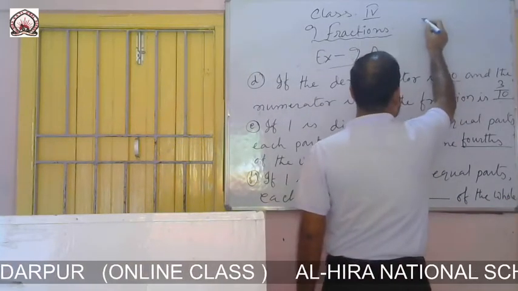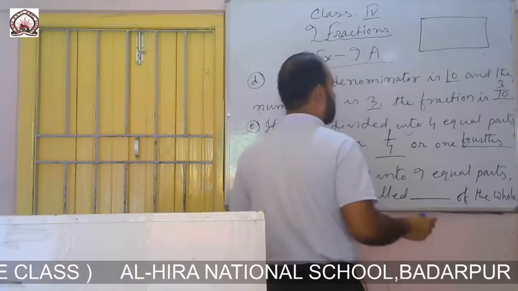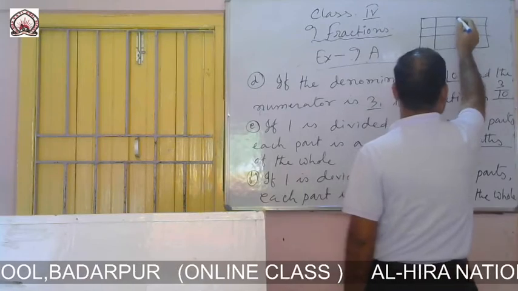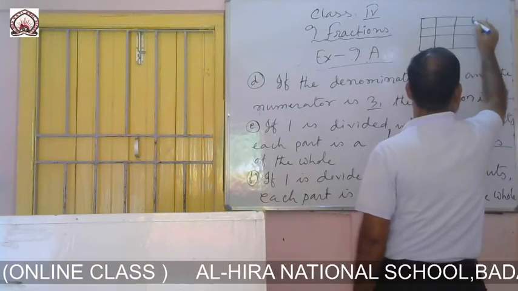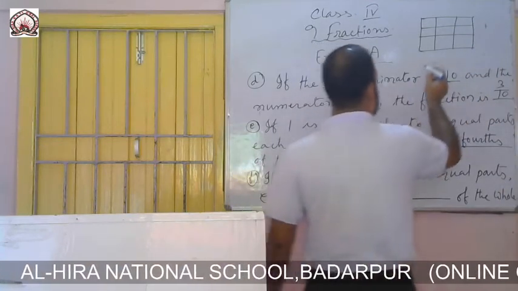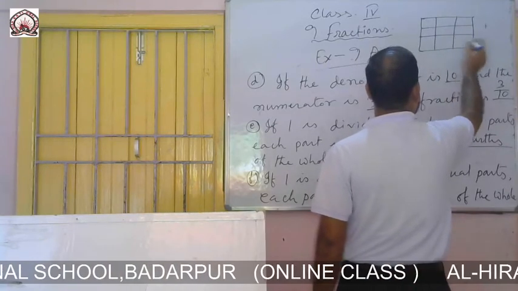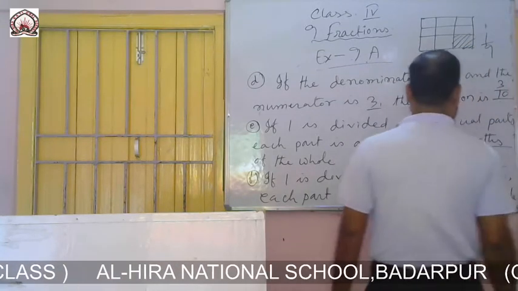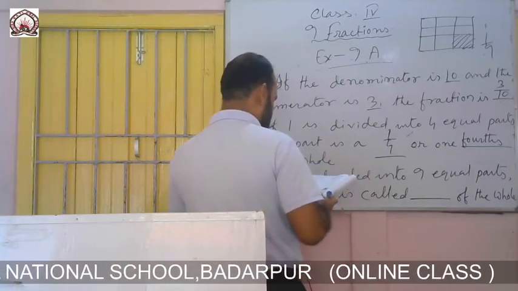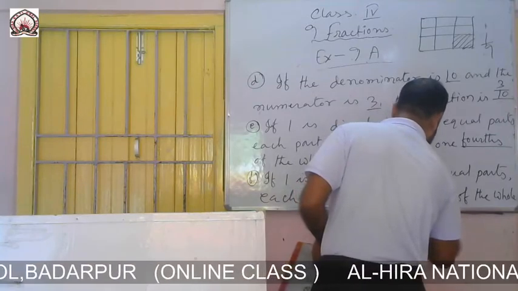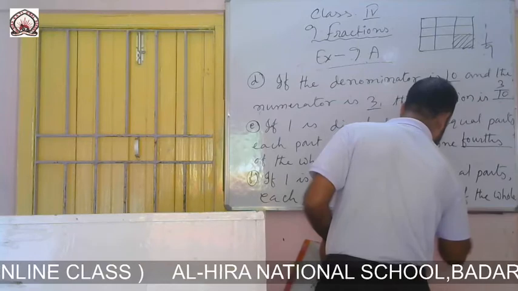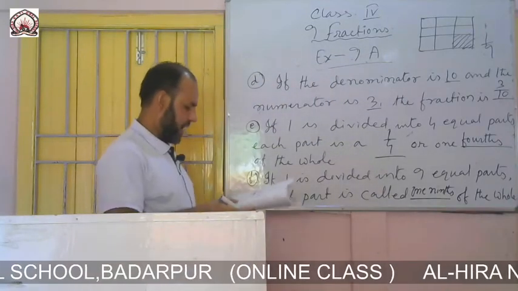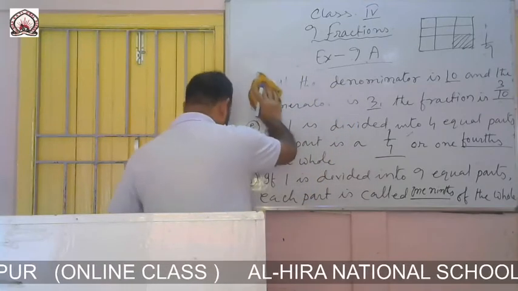So if we divide one rectangle into 9 equal parts, 1, 2, 3, up to 9, this one part is called 1 by 9, or in words 1/9 of the whole. Next, question number G.